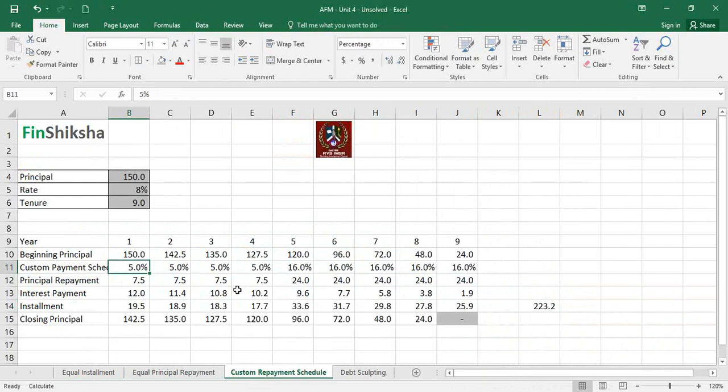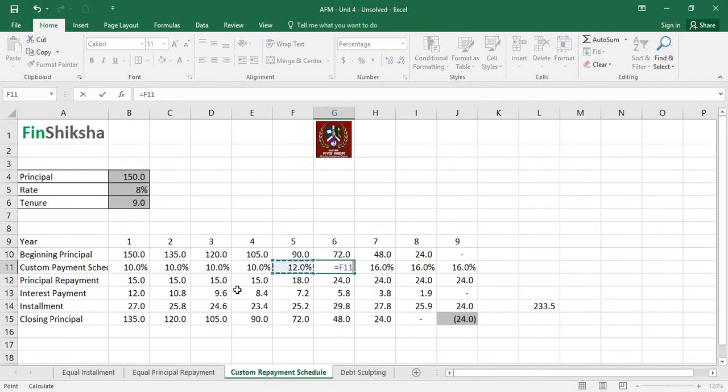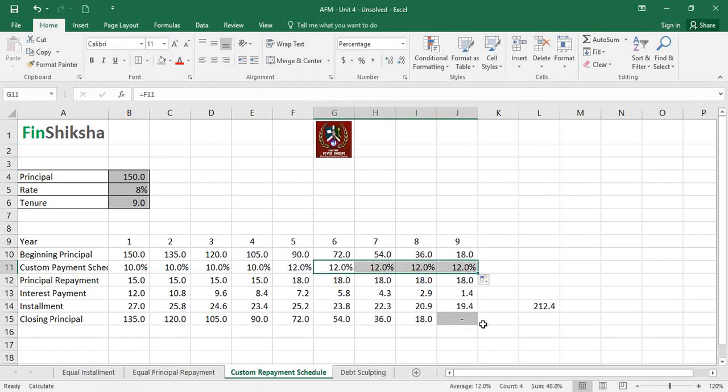If we were to change this entire scenario to something like 10% in the first 4 years and then 12% in the subsequent years, correct? So I can take this and drag it ahead. So in this case, we would have paid lesser, right?